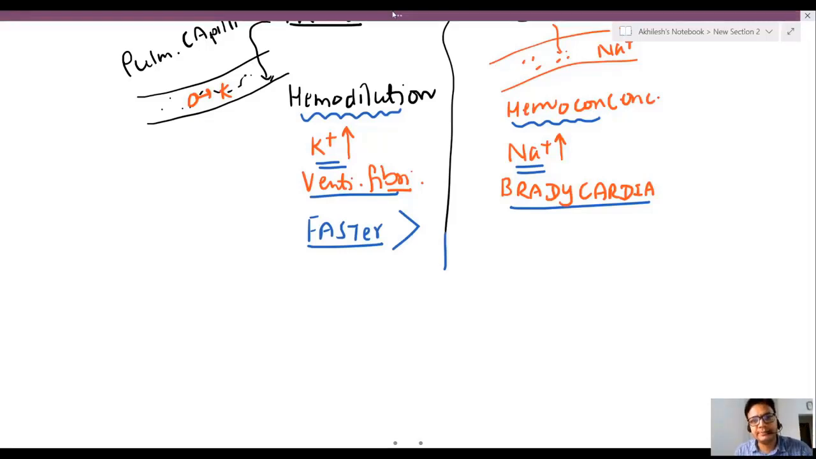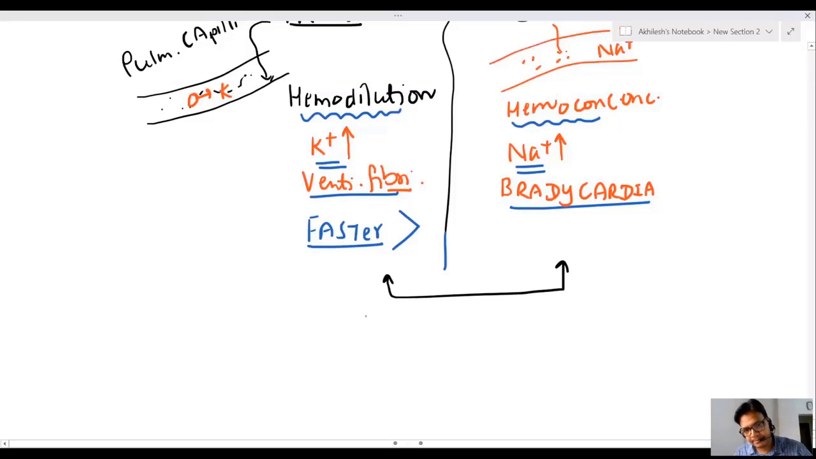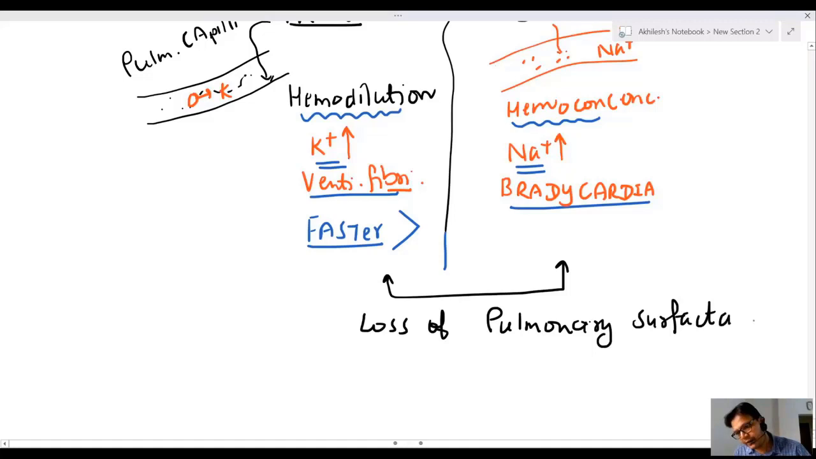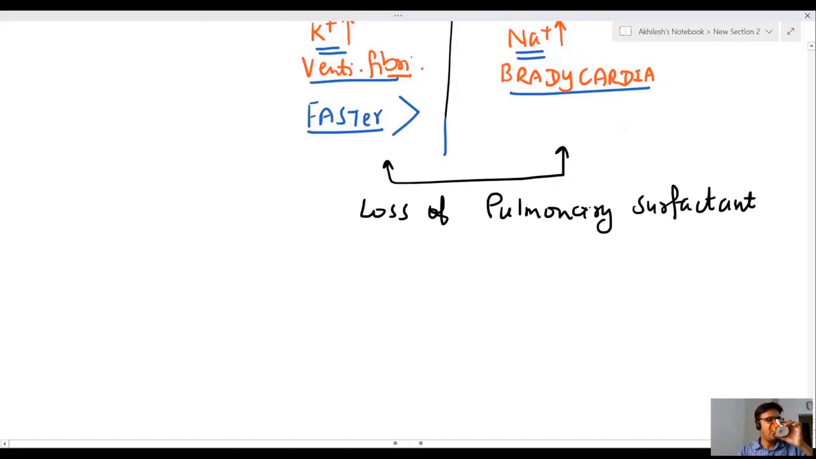And observe, in both freshwater and seawater drowning, there is loss of pulmonary surfactant. This is wet drowning, typical drowning, or primary drowning. Now write down, sir, atypical drowning.